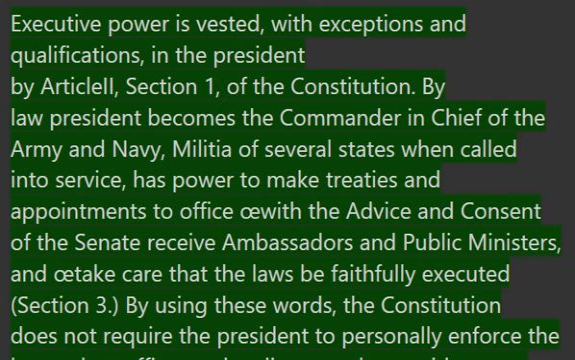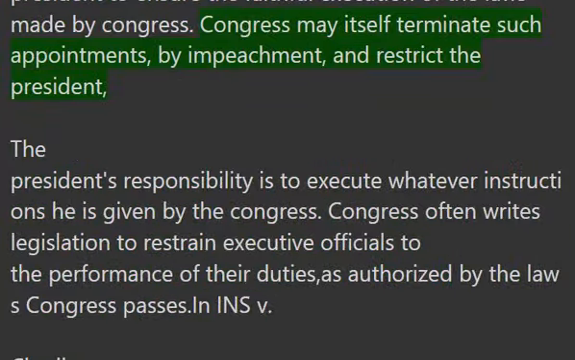The Constitution empowers the President to ensure the faithful execution of the laws made by Congress. Congress may itself terminate such appointments by impeachment, and restrict the President. The President's responsibility is to execute whatever instructions he is given by Congress. Congress often writes legislation to restrain executive officials to the performance of their duties as authorized by the laws Congress passes.